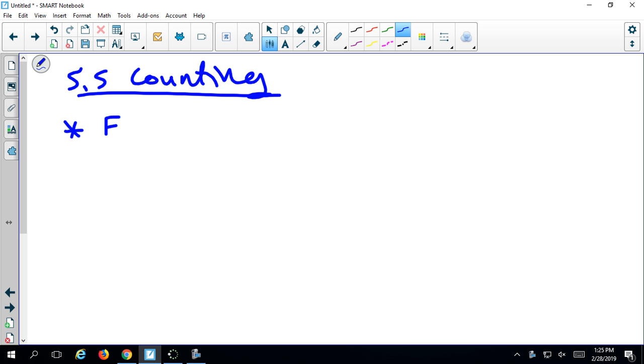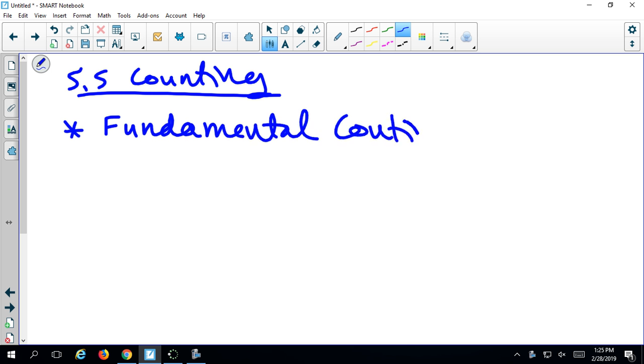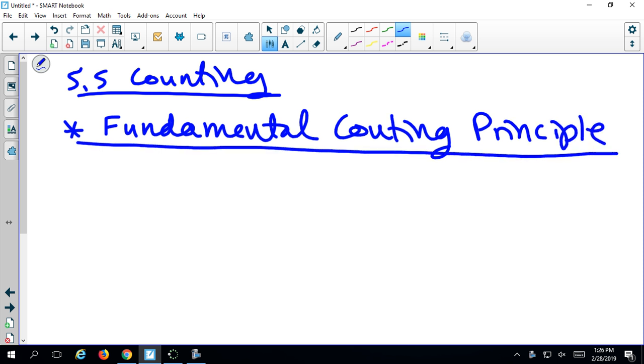So I like to call it the fundamental counting principle. It's kind of the basis of the whole section. And it basically says if there are this many ways to make one choice and this many ways to make a second choice, the number of ways you make both choices together is the product of those number of choices.